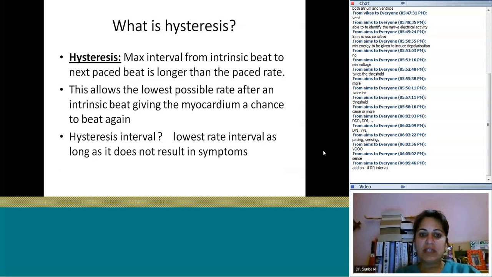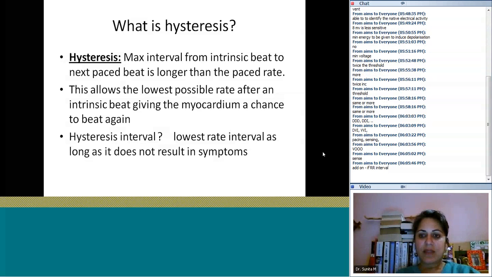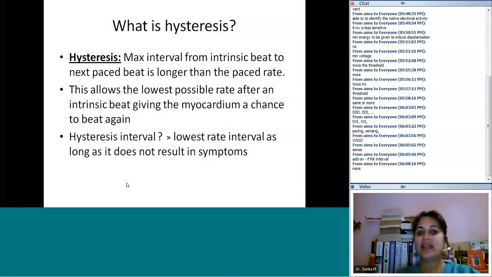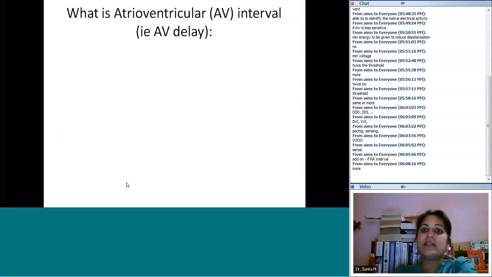When we talk about the hysteresis interval, should it be greater or lower than the lowest rate interval? As long as it doesn't result in symptoms, because whatever you do, it shouldn't result in symptoms. So the hysteresis interval will be greater than the lowest rate interval that you set on that pacemaker. But you should make sure that you're not letting him have a stroke while you wait for his myocardium to recover.